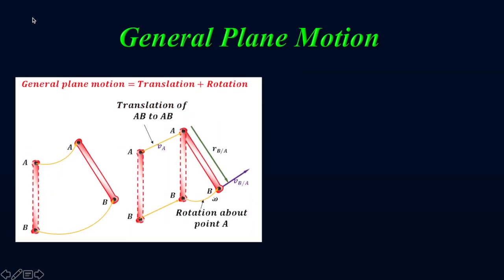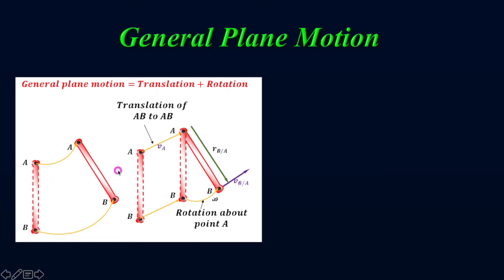Before starting general plane motion, let us recapitulate the last class discussions. We learned from the kinematics that general plane motion means translation and rotation. General plane motion is a combination of translation and rotation. Let us consider AB beam. It is moving from here to here. So this dashed line indicates the initial condition and this is the final position.